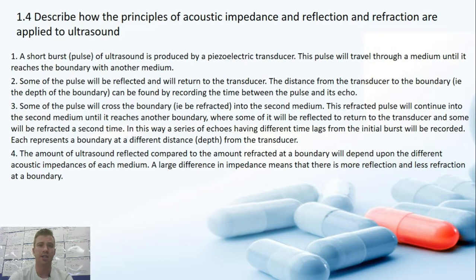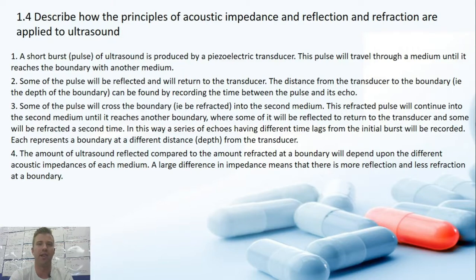So that the distance from the transducer to the boundary can be found by recording the time between the pulse and its echo. So that's what the computer will diagnose in its findings of the distance. Then in 3, some of the pulse will cross a boundary into a second medium. The refracted pulse will continue into the second material until it reaches another boundary, where it will be reflected again to return to the transducer, and some of it will be refracted for a second time.